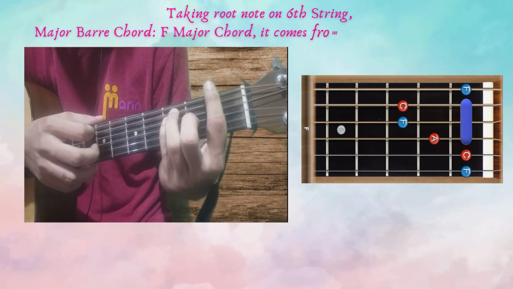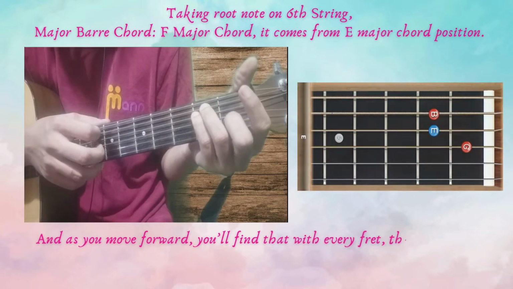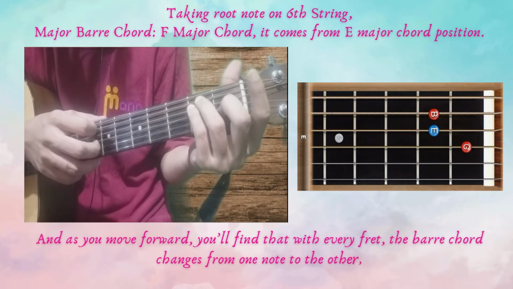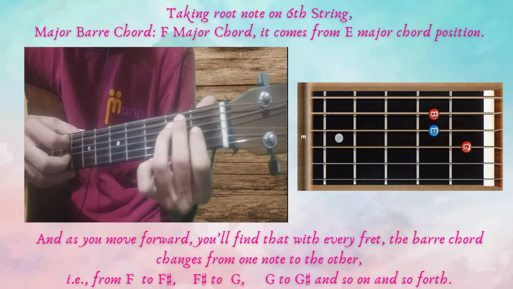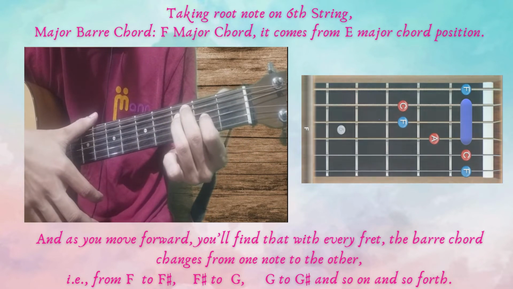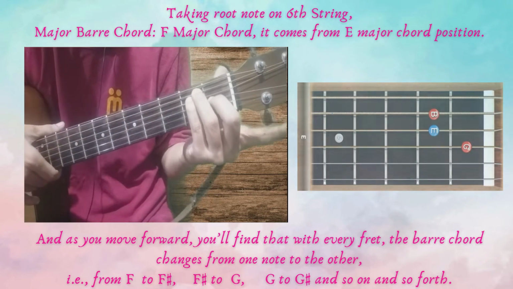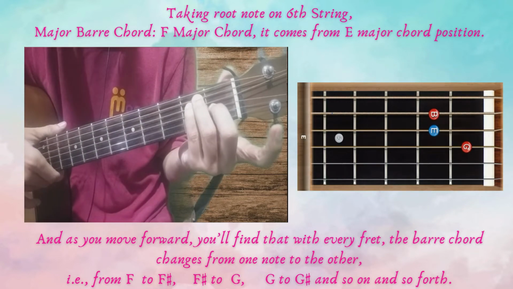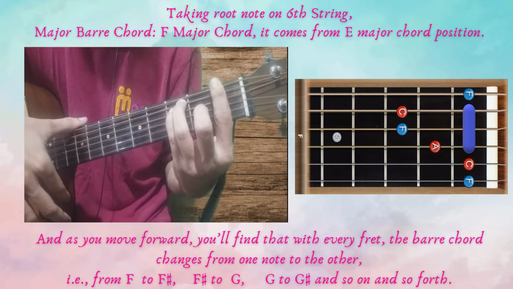Taking root note on the 6th string, the major bar chord that you see is actually a position of E major. If you remember, the E major chord is something like this. We take one step ahead, put the bar over here. See, this position, E major position, just goes one step ahead, F major.